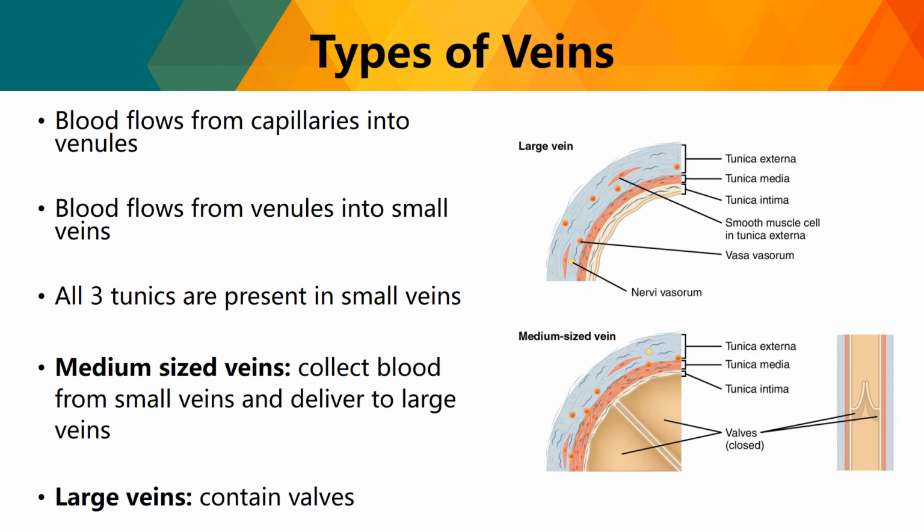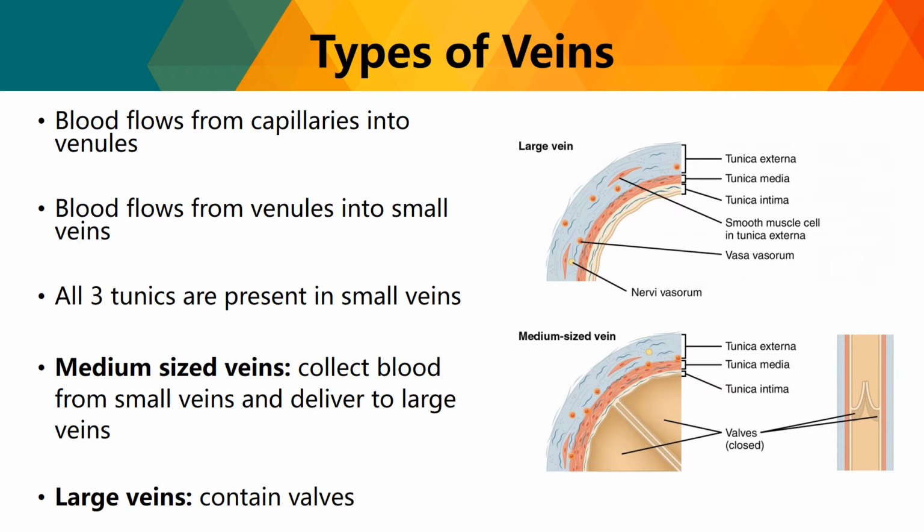Okay, so veins have all three tunics, which are your tunica externa, tunica media, and tunica interna. So you have a medium-sized vein and a large vein. For your medium-sized veins, these usually collect blood from your small veins and deliver it to your large veins. And then your large veins contain valves. These valves are responsible for preventing blood from flowing backward.